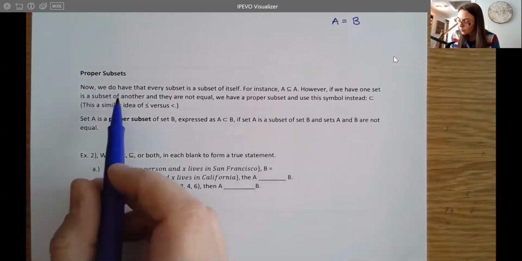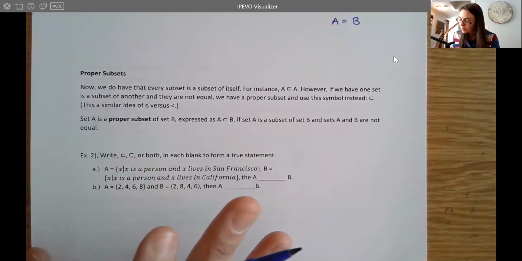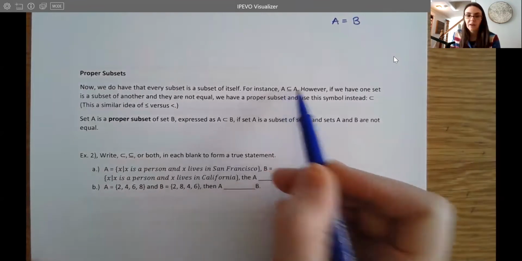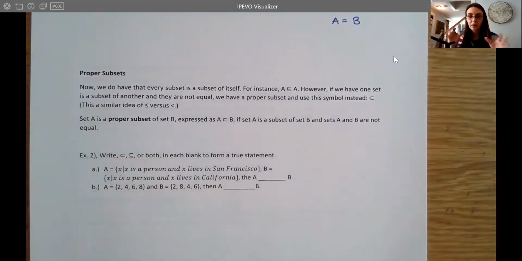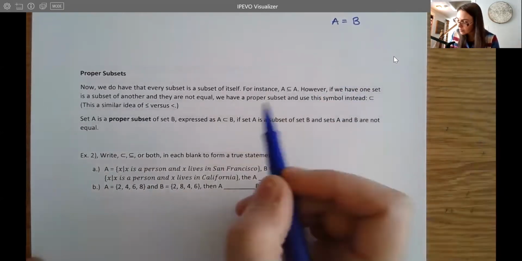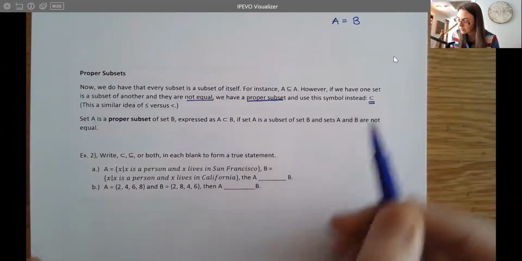So we know that every subset is a subset of itself. So for instance, A is a subset of A, right? So if all the elements are accounted for, it's a subset. But that allows things to be equal, which we just saw in the last example. So if we want something to be proper and not include equality, we use this symbol instead.